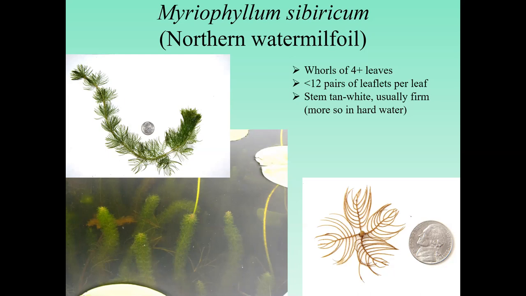On the right, you see a typical whorl of northern water milfoil, typically four leaves in a whorl. It can have a couple more occasionally, but it's almost always four. And if you isolate one leaf, you would get far less than 12 pairs of leaflets. It's usually 5, 6, 7, something like that.